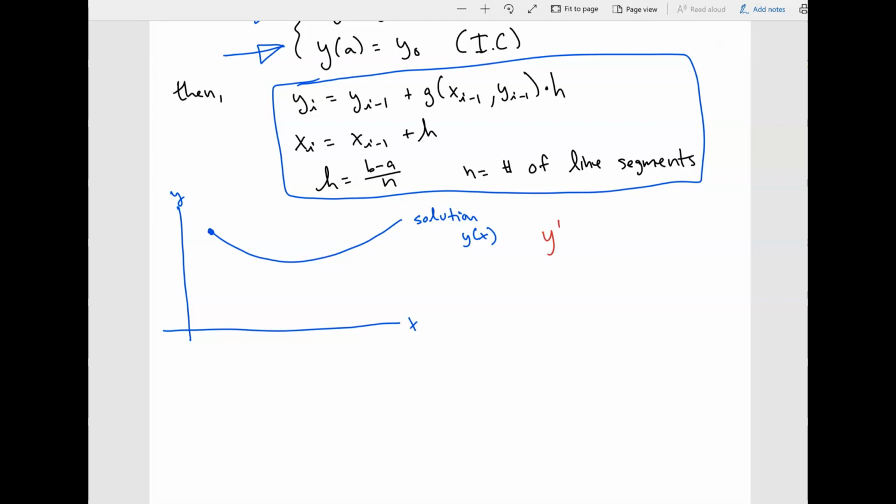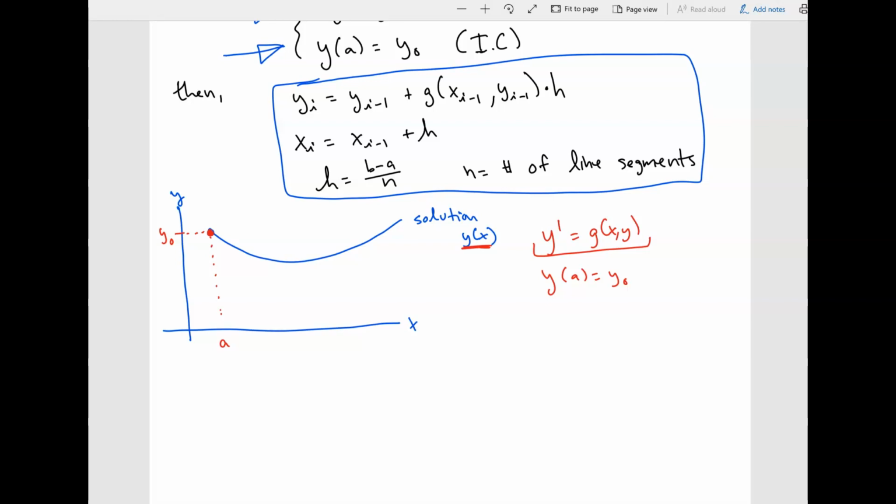I have y prime equal to some function g of x comma y. And we also have an initial condition, y of a is equal to y0. That means when x is equal to a, my y is equal to y0. So we're starting here. This is known to us. This is the only thing that we know about our solution. Now, what other thing do we know? Well, we know what the derivative is. We know that the derivative is going to be g of x comma y.